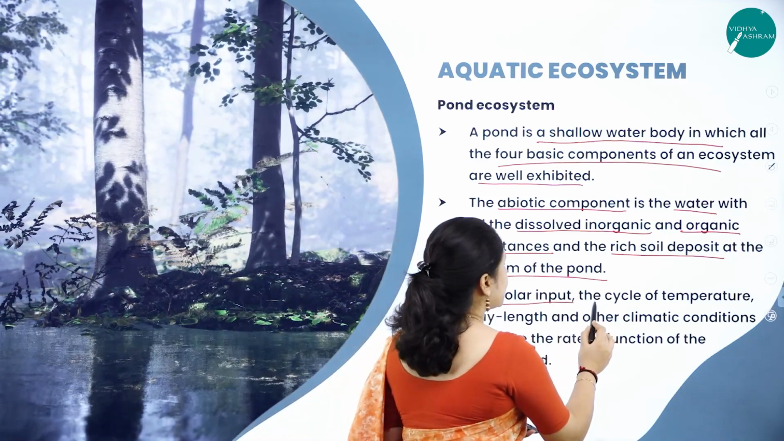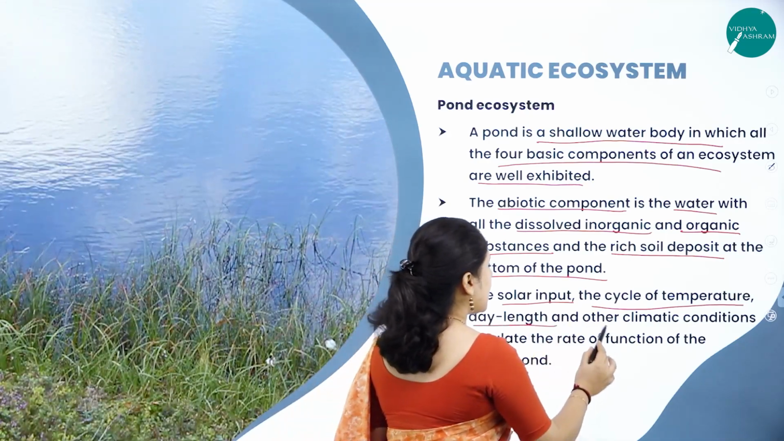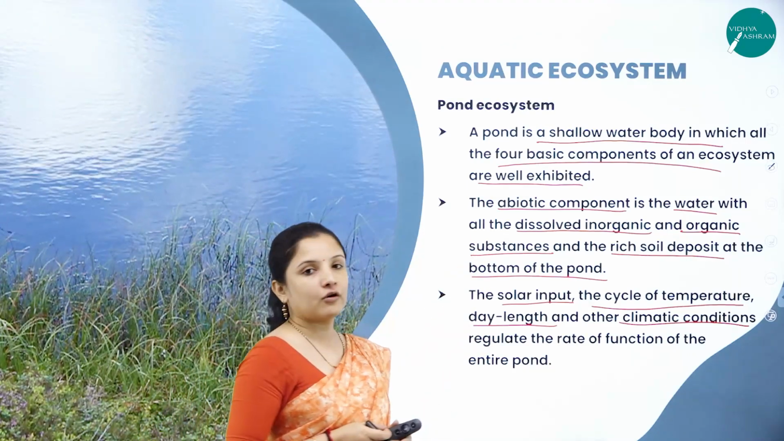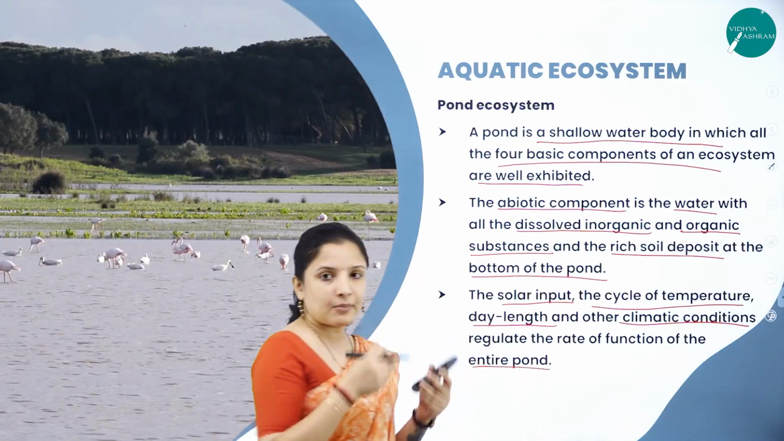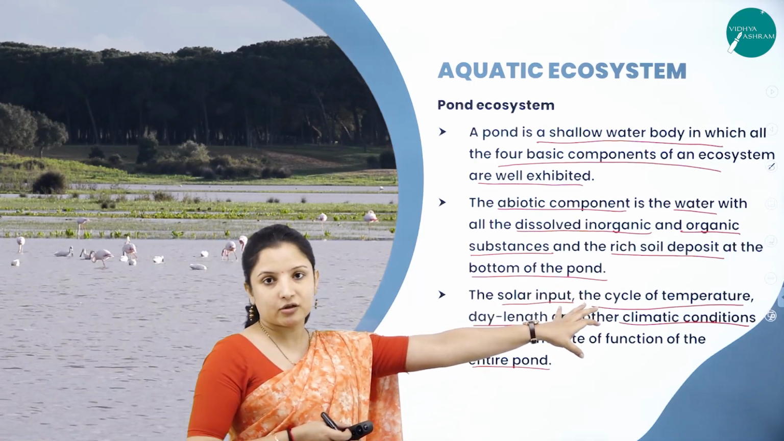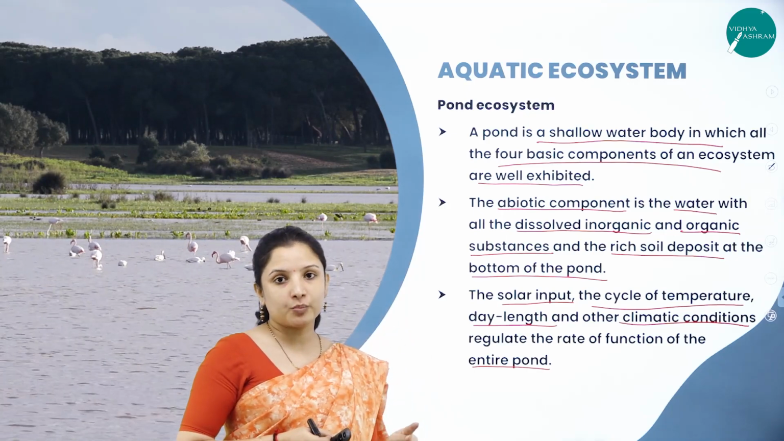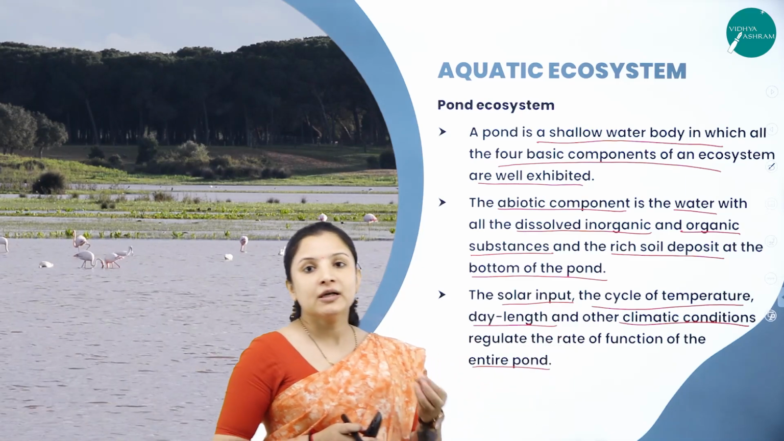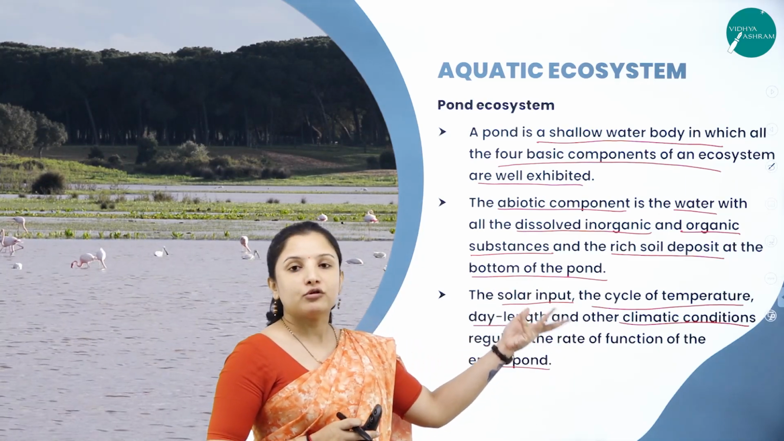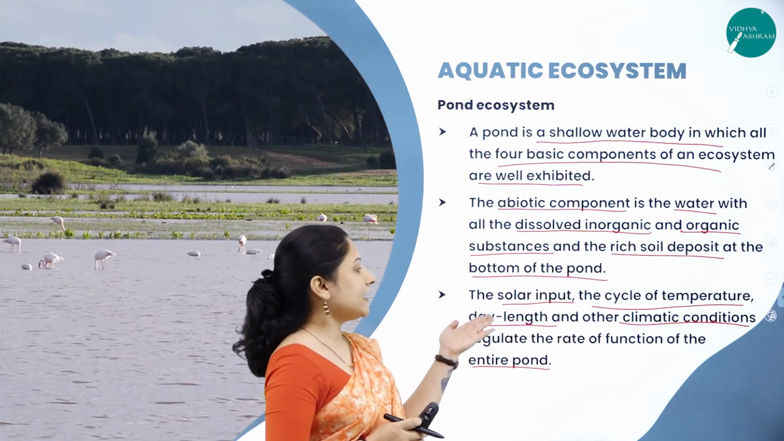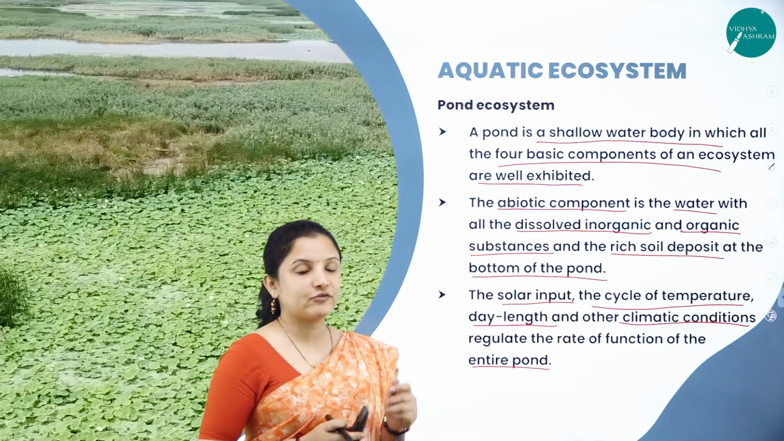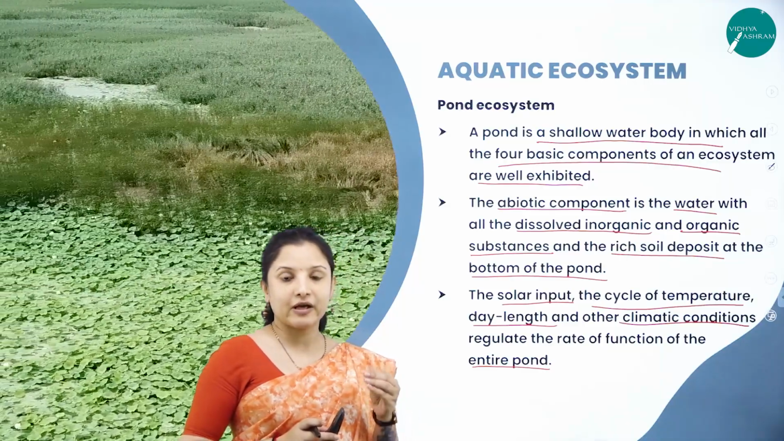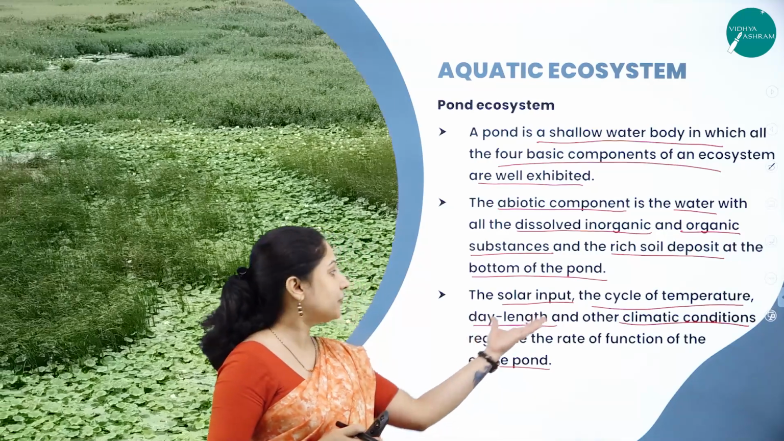Next, the solar input, the cycle of temperature, the day length, and also other climatic conditions are abiotic components which regulate the function of the entire pond. These do not come under the pond ecosystem itself, but they determine how the biotic component has to survive in the pond. So these are also important aspects in a pond ecosystem: the amount of sun's rays received by the pond, the temperature of the water, the day length, that is how long the light is received by the pond, and the climatic conditions. All these decide the function of the entire pond ecosystem, and all the biotic components of a pond depend on these factors.